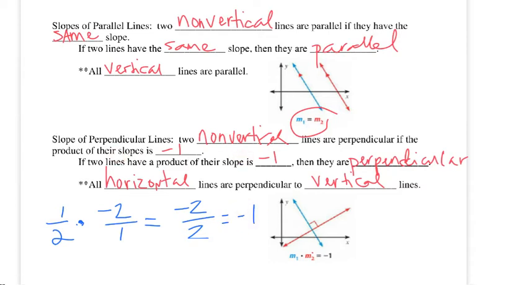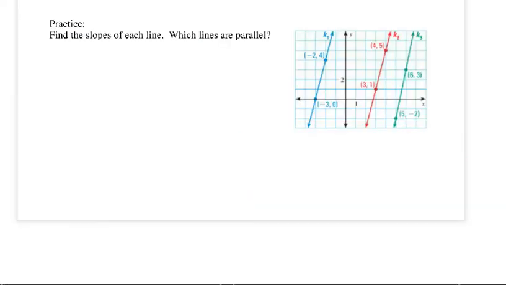In this picture, there are 3 different lines. There's a blue, red, and a green line, and what I would like you to do first is find the slopes of all 3 of those lines. So go ahead, push pause, work it out, then push play to check our answers afterwards, and we can talk about which lines are going to be parallel.